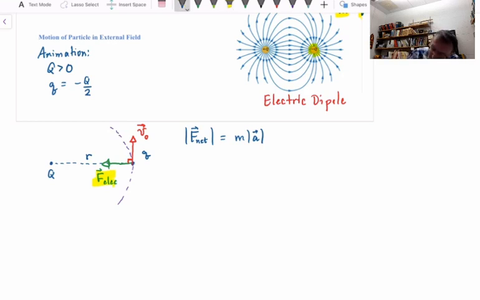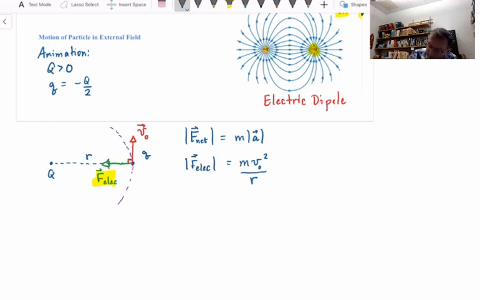So the F net magnitude is the magnitude of F electric. And for the a, I'll use our old friend for the magnitude of the acceleration in uniform circular motion. It's the magnitude of the velocity squared over the radius. Remember that little formula? Yep, that's useful.